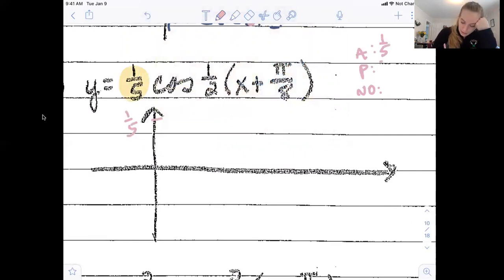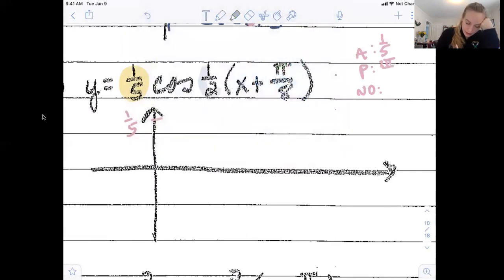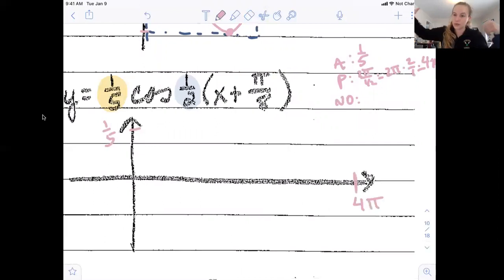My period is going to be 2 pi divided by 1/2. Okay, we're getting good at dividing by decimals. So dividing by 1/2 is the same thing as 2 pi times 2/1, which is 4 pi. We did a 4 pi on our notes the other day. So that just means instead of calling this out here 2 pi, we're gonna call this 4 pi and really stretch it out.